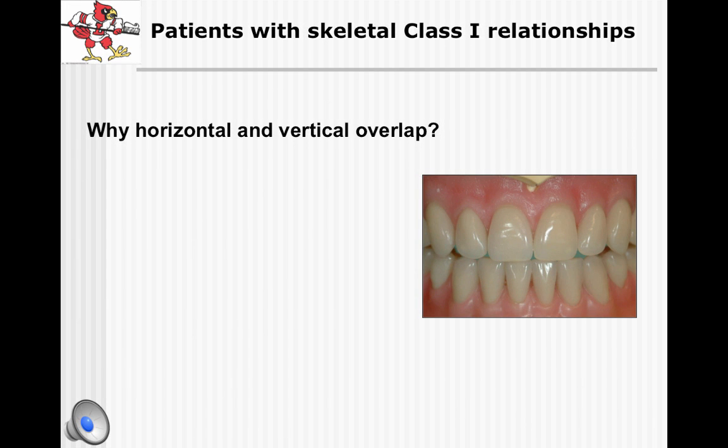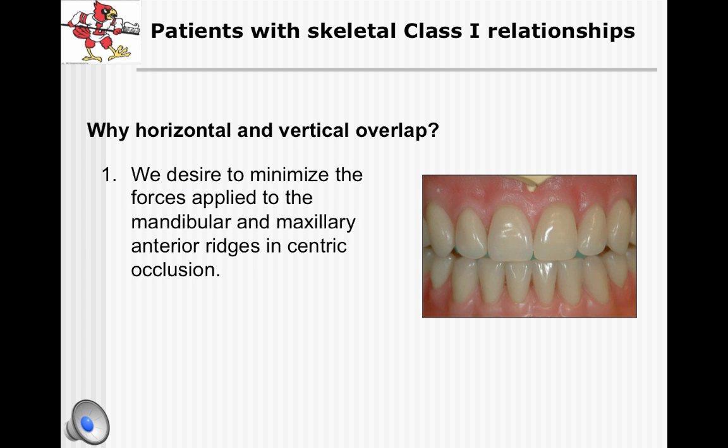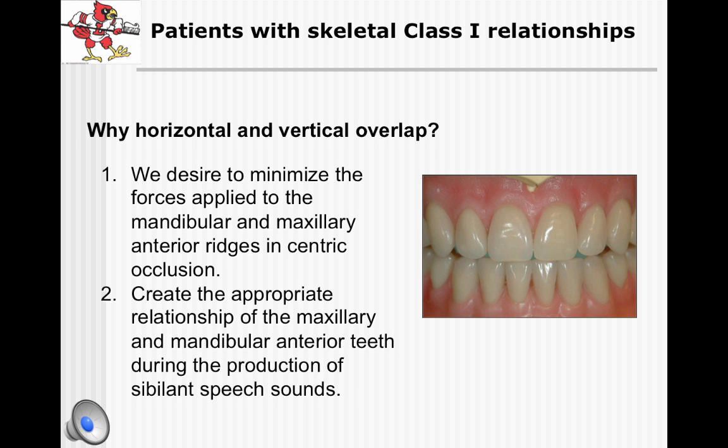Patients with skeletal class 1 relationships. Why do we worry about horizontal and vertical overlap? We first desire to minimize the forces that are applied to the mandibular and maxillary anterior ridges in centric occlusion. We create the appropriate relationships of the maxillary and mandibular anterior teeth during the production of sibilant sounds, which we test with our record bases and occlusion rims. These will help us determine the proper placement of the anterior teeth.